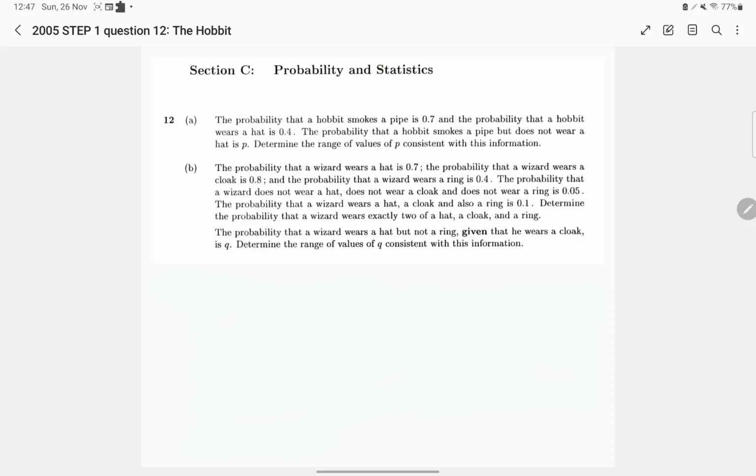The probability that a wizard wears a hat but not a ring, given that he wears a cloak, is q. Determine the range of values of q consistent with this information. Pause the video to have a go at this solution, and once you're ready, restart to see if you're right.